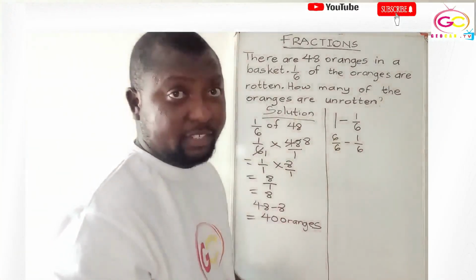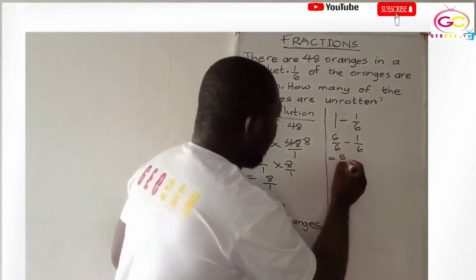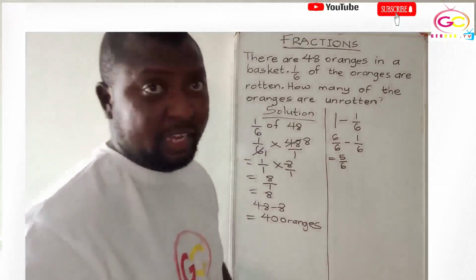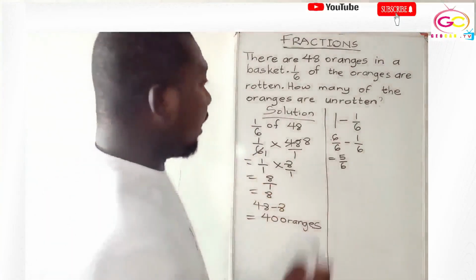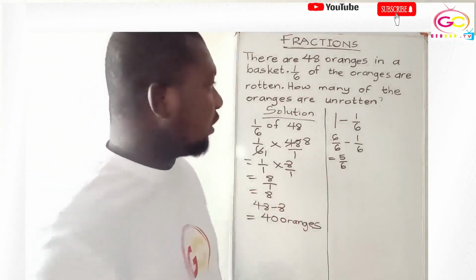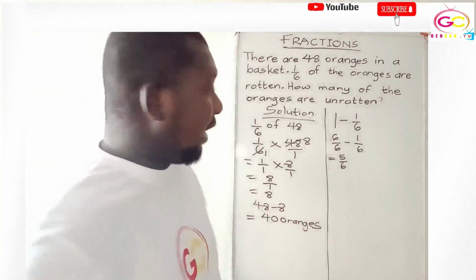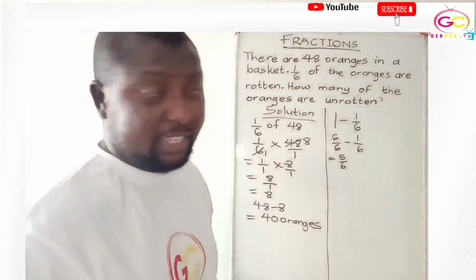The numerators. So 6 minus 1 will give us 5 over 6. Good, easy as ABC. Now we have the fraction of oranges which are unrotten. If you want the actual number of oranges which are unrotten, we just find 5 over 6 of the total number of oranges in the basket.